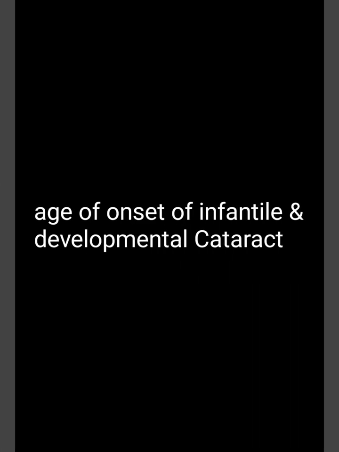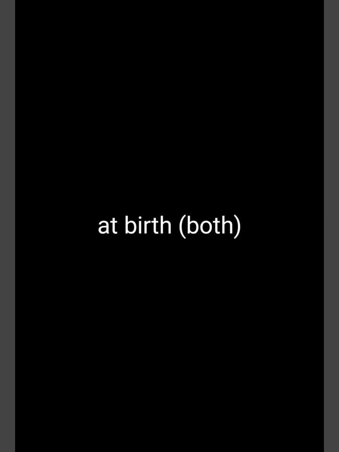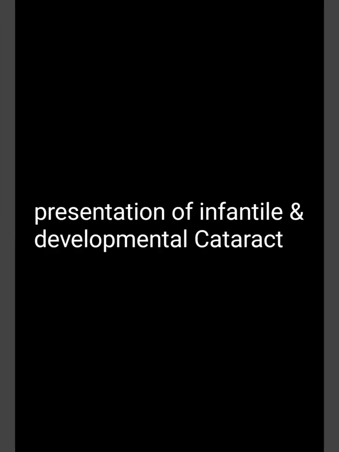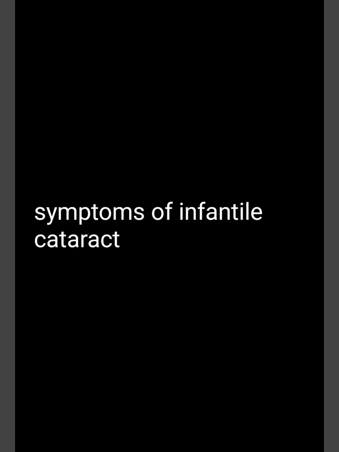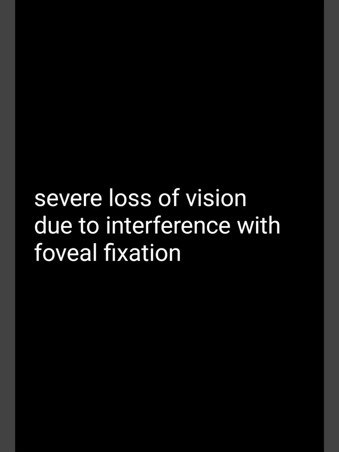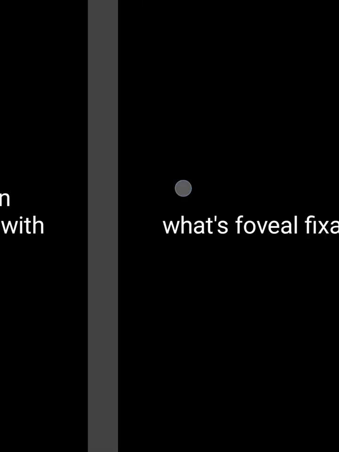Age of onset of infantile and developmental cataract: at birth, both. Presentation of infantile and developmental cataract: infantile, within 1 year; developmental, after 1 year. Symptoms of infantile cataract: severe loss of vision, due to interference with foveal fixation.